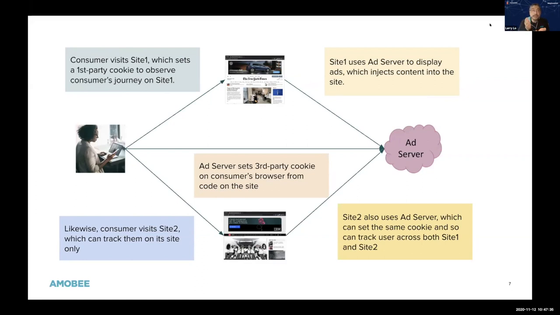What's interesting here is that the publisher can set what we call cookies, in this case a first party cookie, to observe the consumer's journey on the site. And when the site uses an ad server to display ads, the ad server itself can also set what we call third party cookies on the consumer's browser. When the consumer goes to a different site, site two, and site two also uses the same ad server, site two sets first party cookies, and the sites can only see their own cookies. But the ad server in this situation can set cookies and see cookies regardless of where the user is visiting.